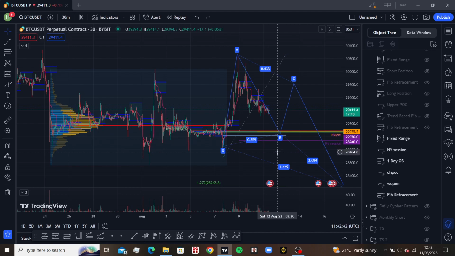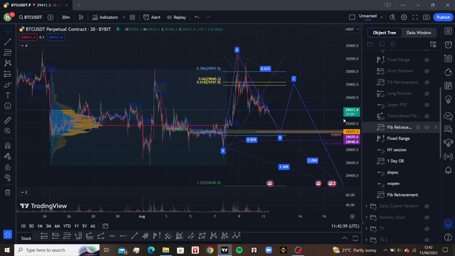Now that we've got our point B, we've got to know where our point C is going to be. And this is where we're going to exit the trade. So of course, first things first, we take a fib retracement from point A to point B. We're looking to target the 0.618 and the 0.66. Second thing again, trend-based fib from point X to A to our hypothetical B.